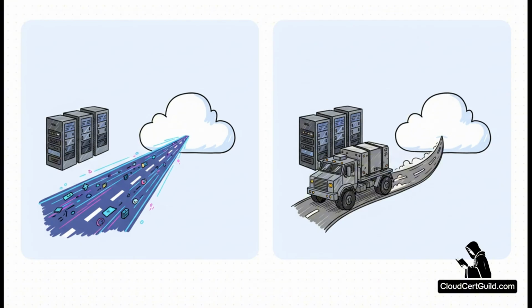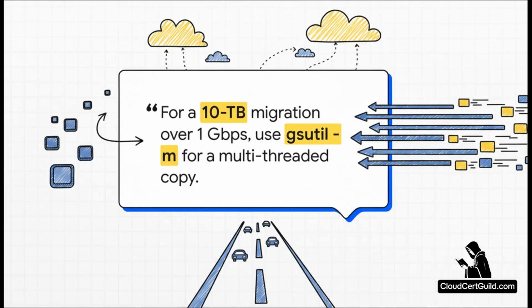For smaller but still pretty large transfers, a direct upload is probably your best bet. And that's where this little pro tip comes in. When you're uploading, you don't want to just send files one by one. Using the command gsutil -m performs a multi-threaded upload. It's like opening up a whole bunch of checkout lanes at the grocery store instead of just having one. It dramatically speeds up the process and really makes the most of your internet connection.